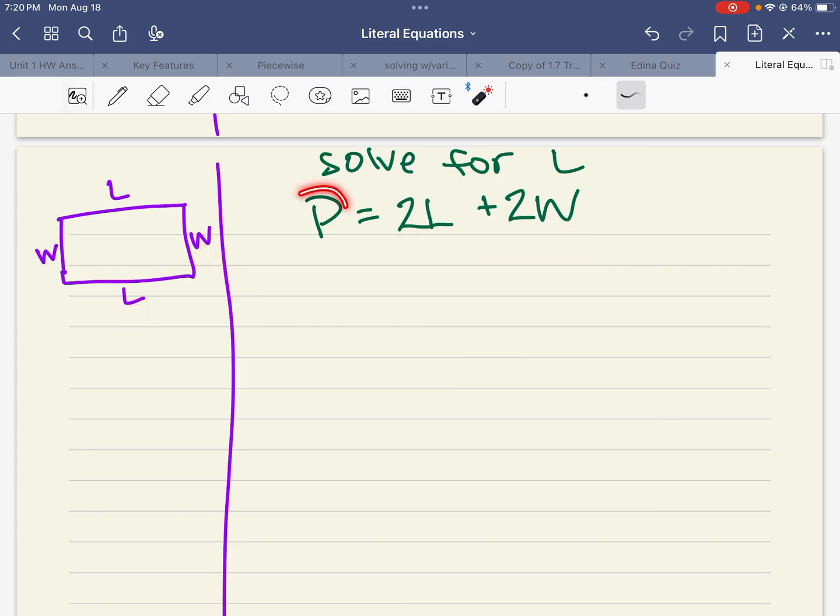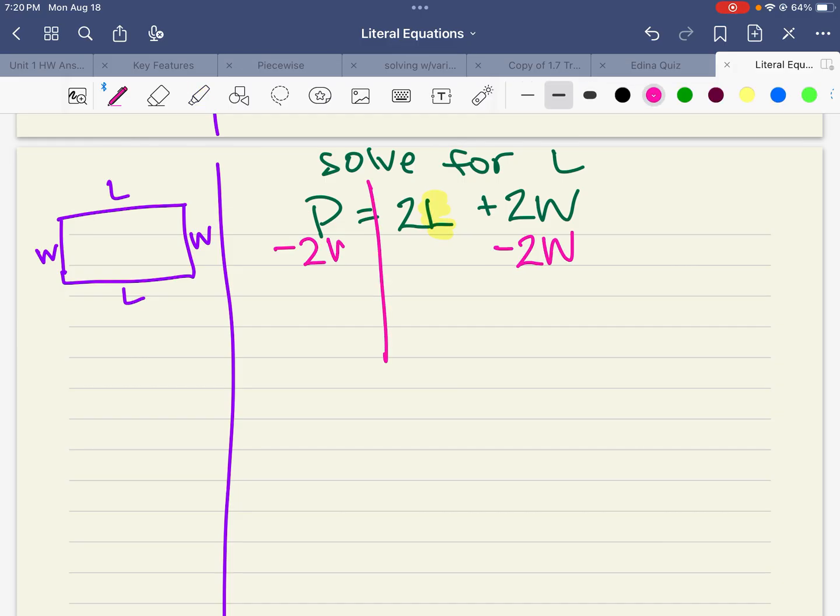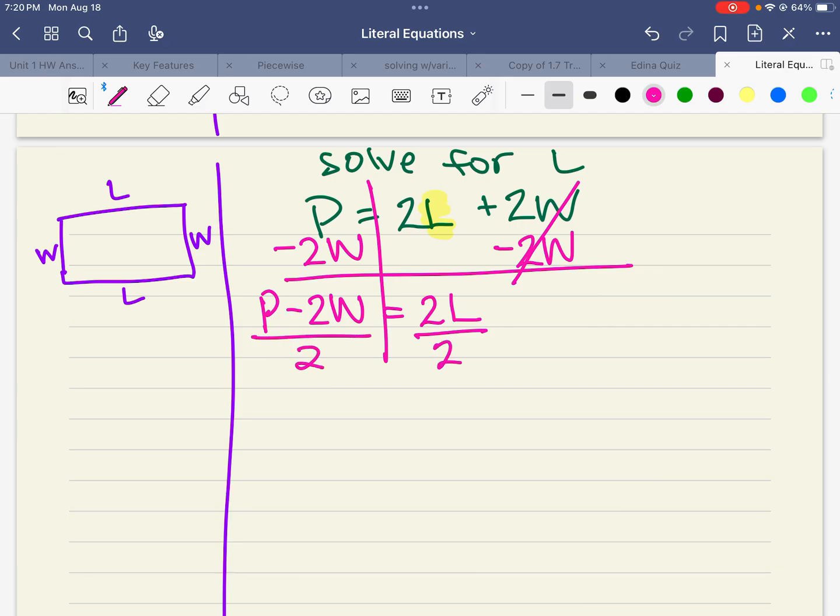But if you know the perimeter and you know, let's say, the width, then it would be easier, or better, I should say, more efficient to have this thing solved for length to figure that out. So let's go ahead and get length alone here. I'm going to subtract the 2w because I do addition and subtraction first. Those cancel. Over here I have p minus 2w equals 2l. And then again, I want that l alone, so I'm going to divide by 2, and I divide everything over here by 2.